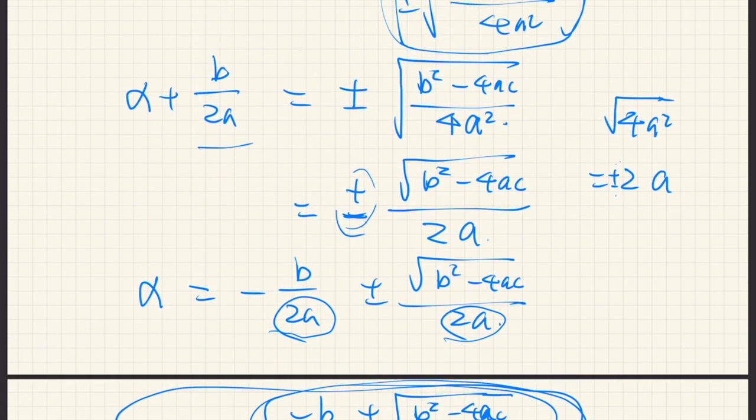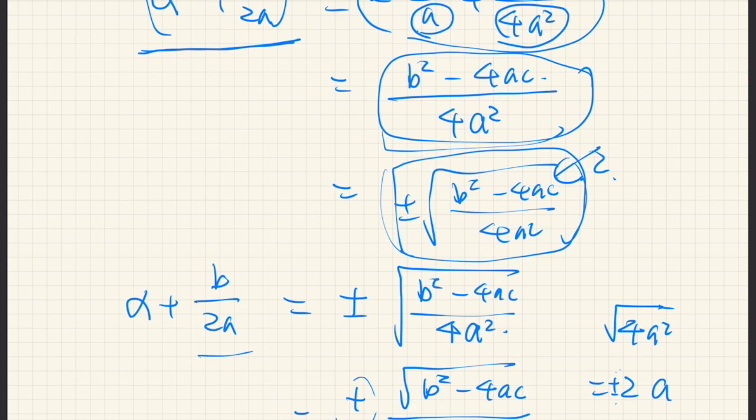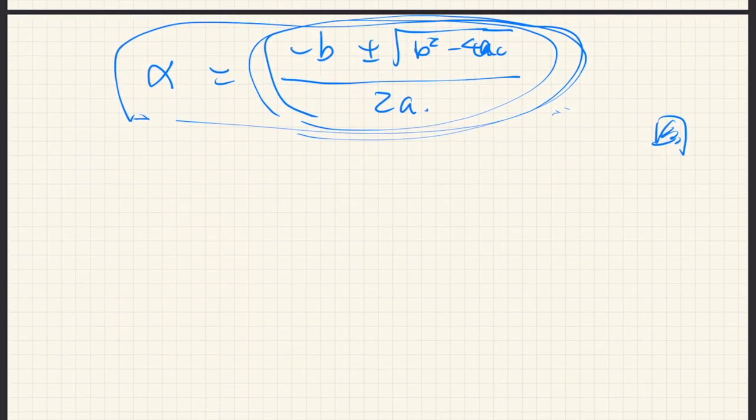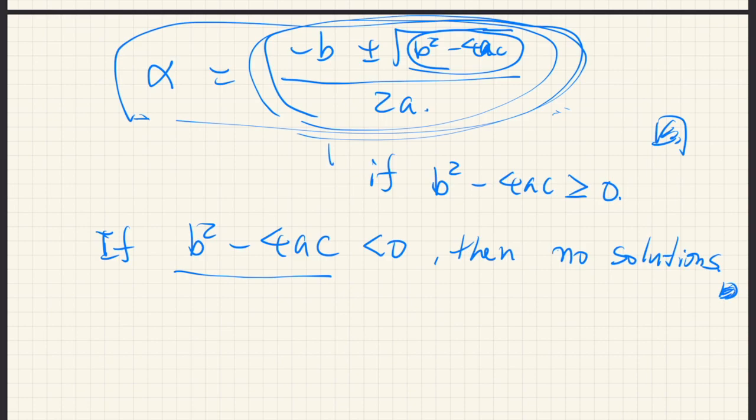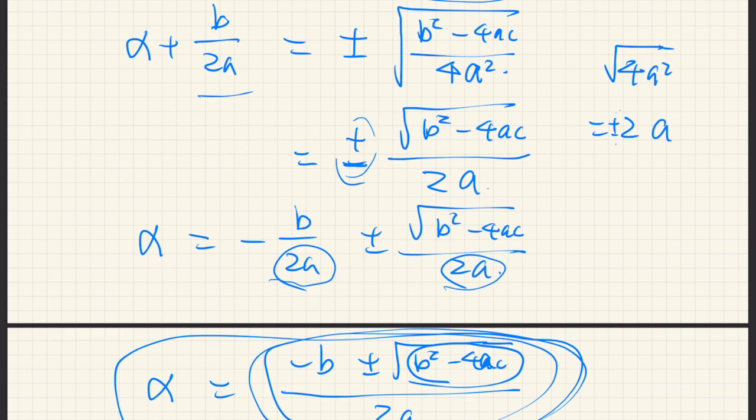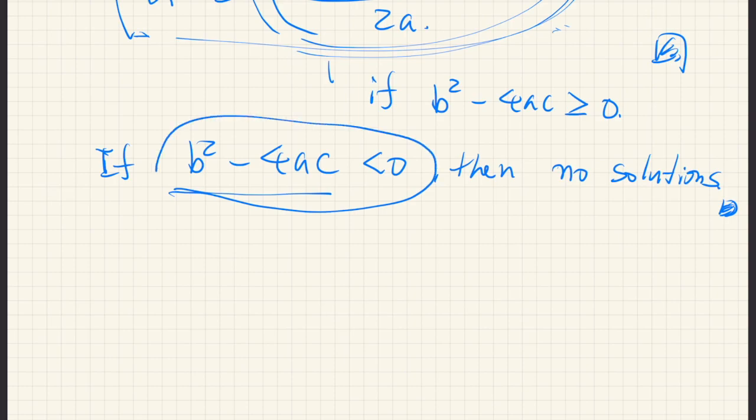Wait a minute, we are not done. When taking the square root here, we were assuming that this thing is positive or zero. Otherwise, it's nonsense to take the square root. So this is possible if the inside is positive or zero, that is, if b squared minus 4ac is non-negative. Otherwise, if this factor is negative, then there are no solutions. So don't forget this. As you can see, if b squared minus 4ac is negative, then we have no solutions.